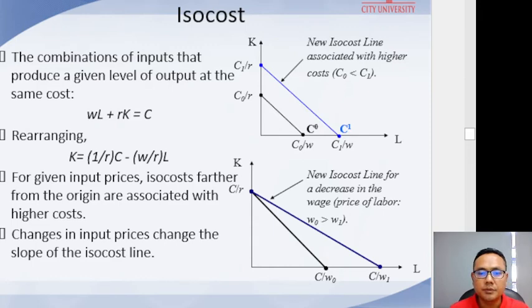So we may obtain a more convenient expression for the slope and intercept of an isocost line as follows. We can see here that along an isocost line, K is a linear function of L with a vertical intercept of C/R and a slope of W/R.